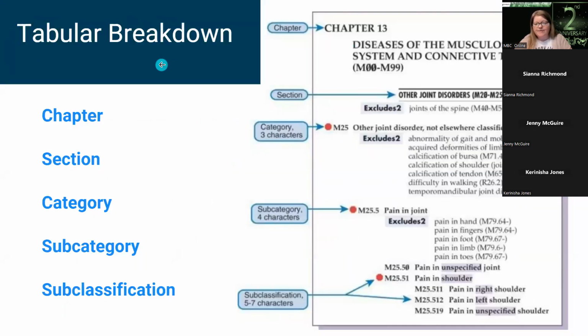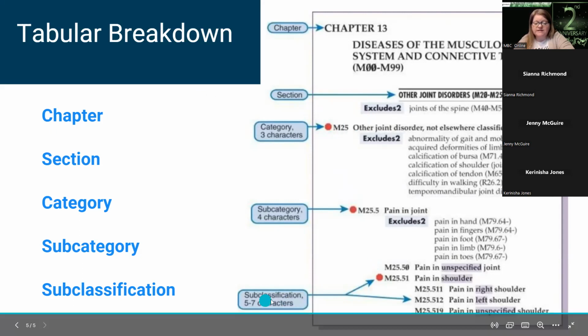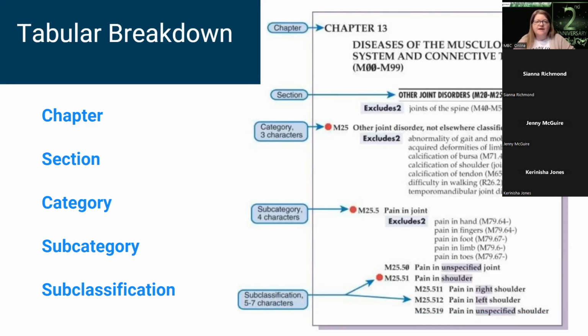All right, so the tabular breakdown. Once you look in the alphabetic index and find what you're looking for and you get into the tabular, it's broken down into chapter, section, category, subcategory, and then subclassification. Fun stuff. Like I said, ICD-10 codes go, and you can see the subclassification is 5 to 7 characters. And there are some that want it 7 characters out. That's when you'll see funny codes that have XX and A at the end that all mean something. The XX is because they want it out to that 7th character. Those are placeholders.